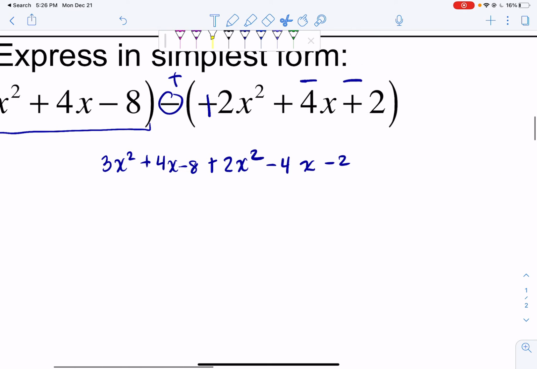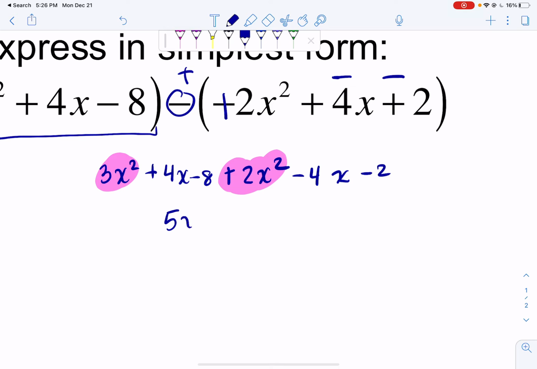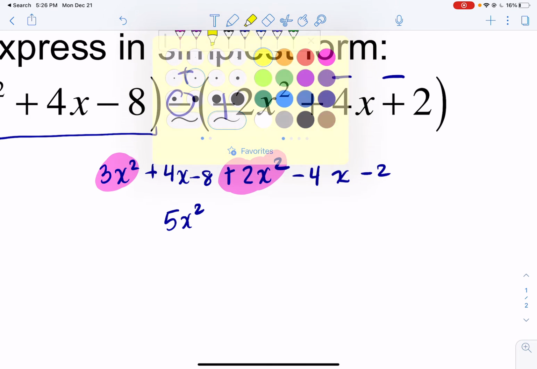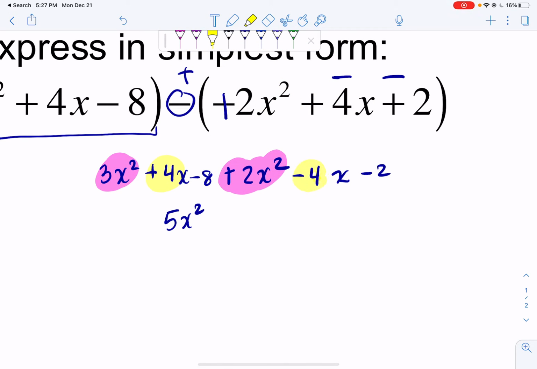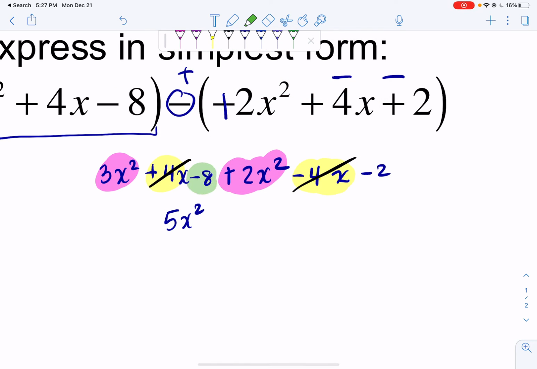Let's go ahead and combine. So what can I combine with 3x squared? I can combine it with 2x squared. 3x squared plus 2x squared is a 5x squared. 4x is positive. 4x minus 4x is 0x. So you don't have to write 0x, but what you can do is, and what I typically do and what Miss Townsend typically does, is we cross it out to show that we're canceling them out. Now, minus 8 and minus 2, negative 8 and negative 2 will give me a negative 10. So I get 5x squared minus 10 as my final answer.